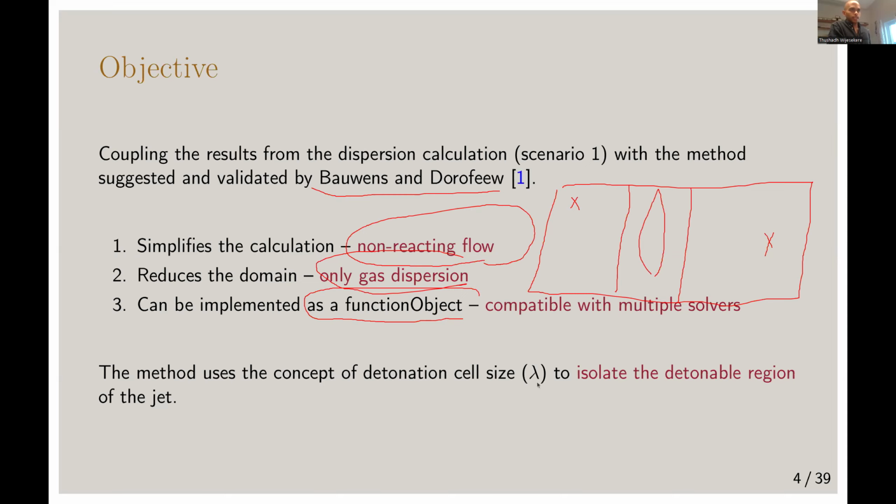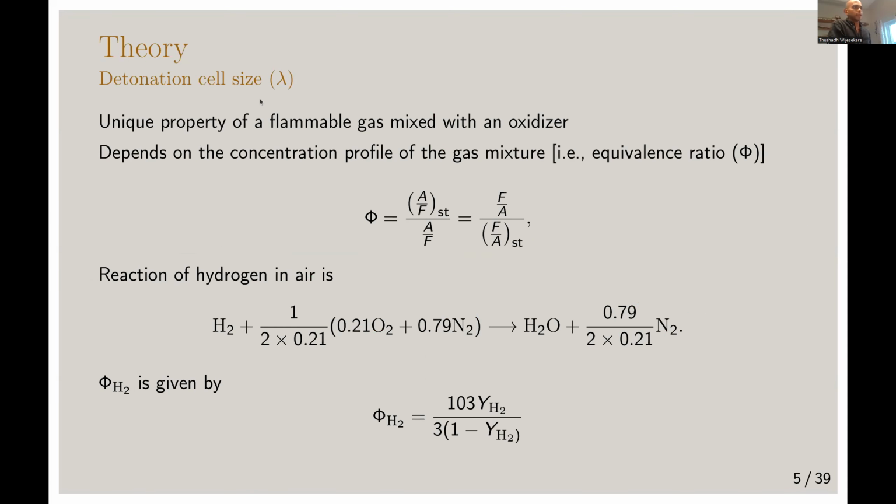And here, the main concept that one needs to understand is the concept of detonation cell size. And we use this concept to isolate the region of the cloud which actually supports detonation. So this detonation cell size, represented by lambda, is a unique property for any flammable gas mixture. And it can only be measured through experimental work. You cannot numerically calculate it. And it depends on the mixture.